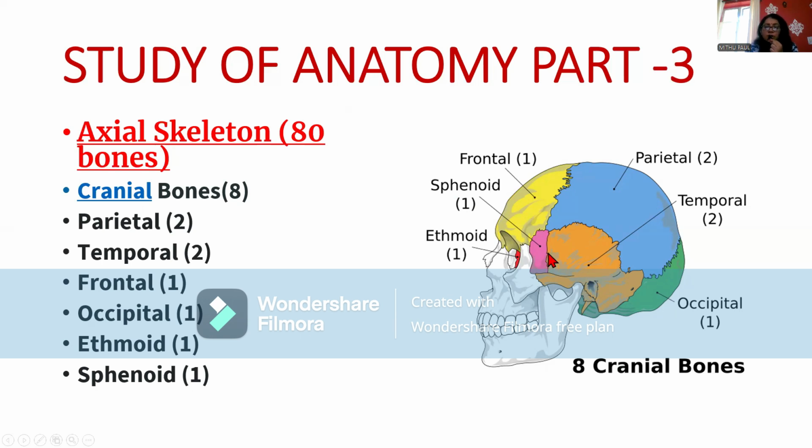And if you see one bone lying at the base of the skull, part of which is seen here highlighted in pink, that is the sphenoid bone. And one bone again lying at the floor from the anterior part, you will see, or some other presentation, is the ethmoid bone. So these are the 8 bones forming the cranial cavity, inside which our brain lies.